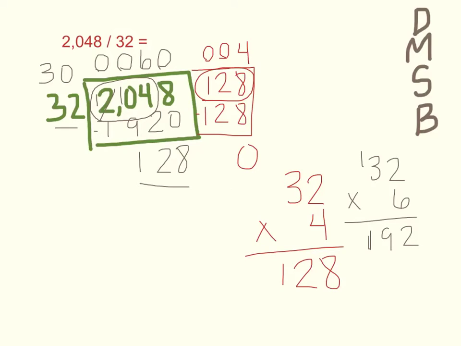So that means that we are done with our dividing part. We're not quite done with the problem. Remember, you have to add together the numbers that you have on top of the house. So we would add together 60 plus 4 equals 64. So 2,048 divided by 32 equals 64. 64, even. All right, let's go ahead and try another problem, shall we?